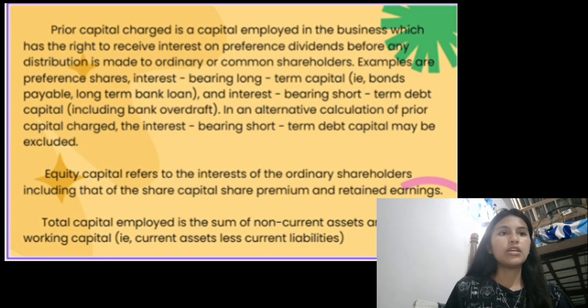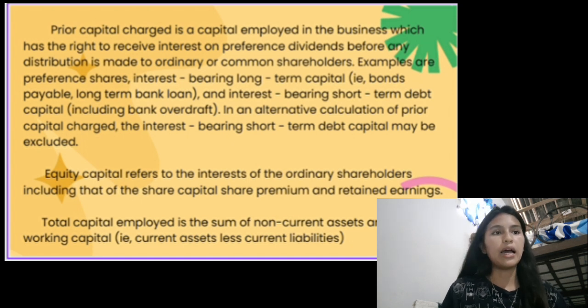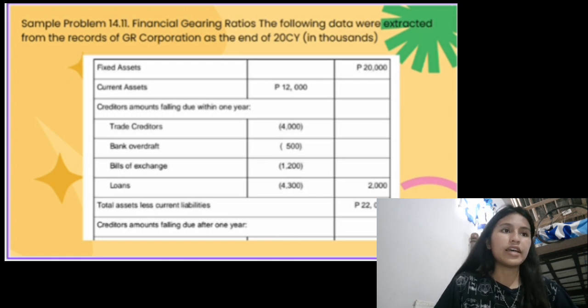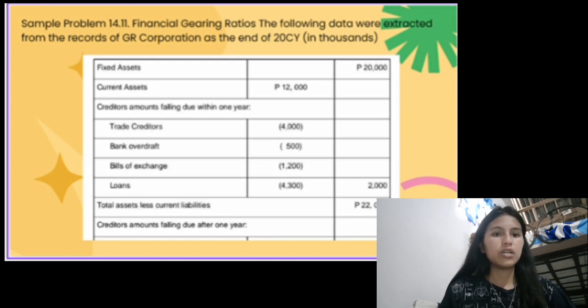So, ito na yung sinasabi kong problem na makikita natin yung mga computations dun sa diniscuss ko kanina. So, ito, financial gearing ratio. The following data were extracted from the records of GR Corporation as of the end of 20CY in thousands. So, dito may fixed asset tayo na 20,000.